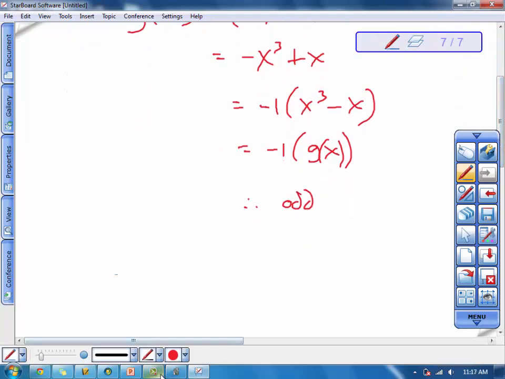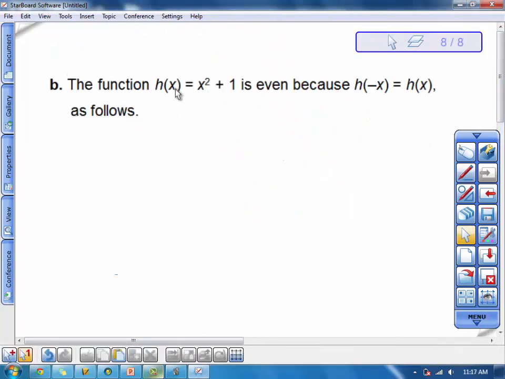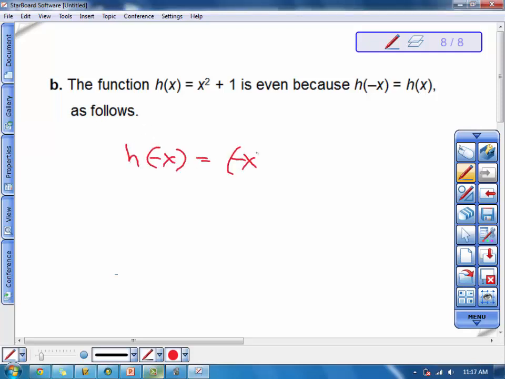Let's try an even one. Okay, so this one should be even. So when I stick in negative x into the function, I should get the function back out. So let's try it. When I stick in negative x, I get negative x squared plus 1, which if I simplify is x squared plus 1, which is the original function, h of x. So I just showed that when I stick in negative x into h, I get the function back, h of x. So therefore, this is even. This is the work that shows that.